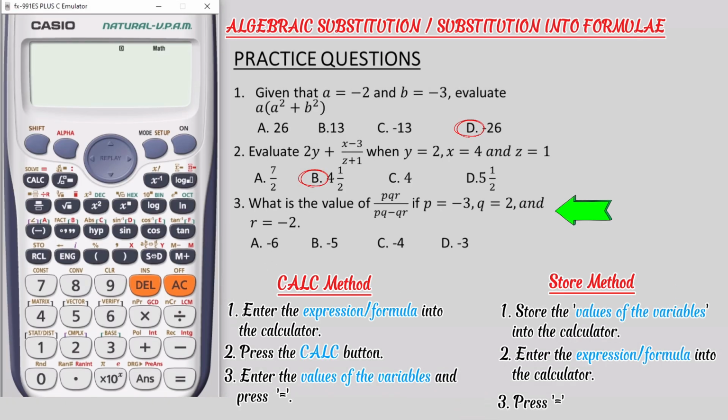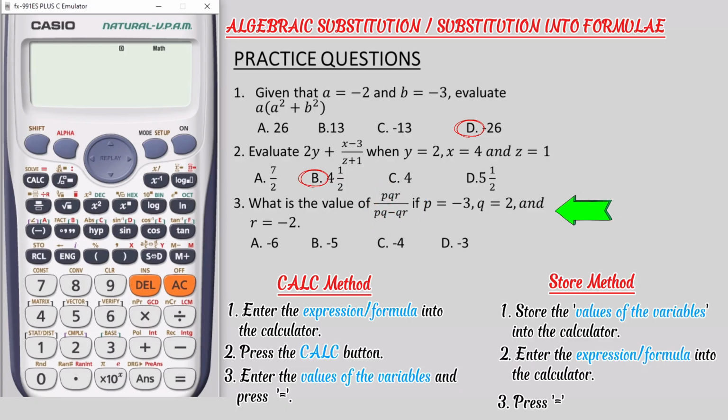Now, when we check this particular question, none of the variables used in this particular question are present on the calculator. So we have P, Q, and R. There's no P on the calculator, there's no Q on the calculator, and also there's no R on the calculator. So there's no way you can enter this particular expression directly into the calculator. So we have to make some adjustments to the expression.